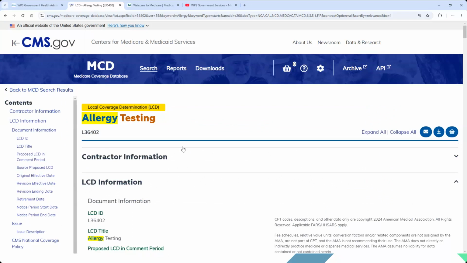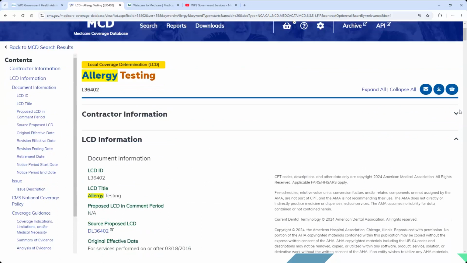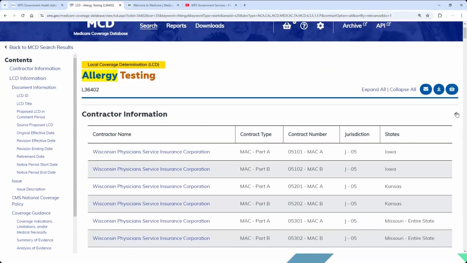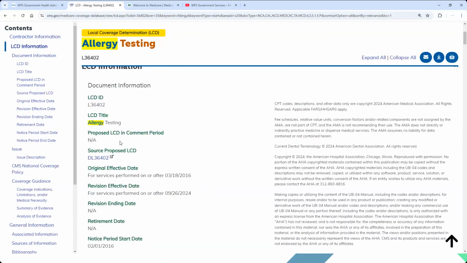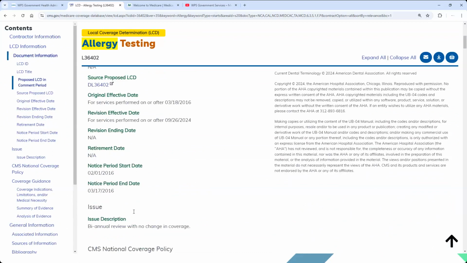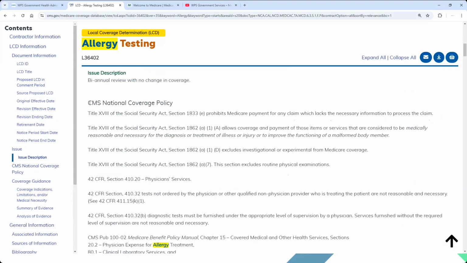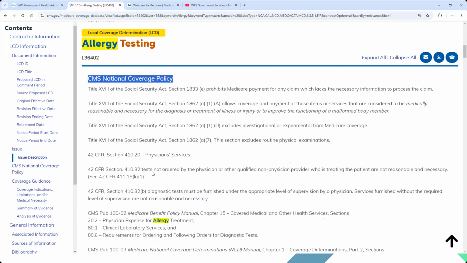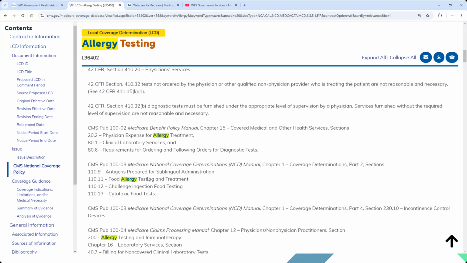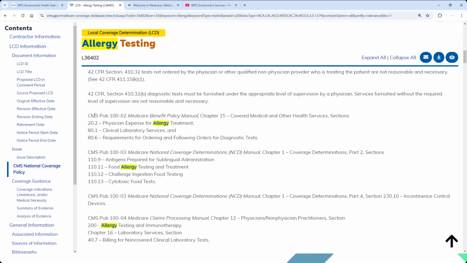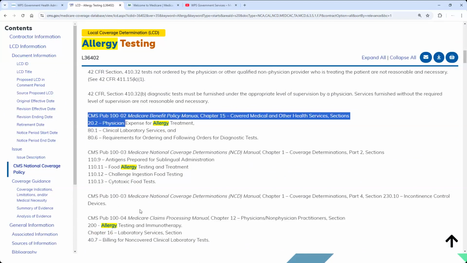And then we just kind of look through contractor information. We already determined that it's going to apply to WPS, but just in case you hadn't determined that, you can look that up. All the basic documentation information. Here's the national coverage policies that we are citing or using to write this. So you can see they're in the Social Security Act, they're in the Code of Federal Regulations. Other areas where you might want to look at those manuals that we talked about, they're right here. And it will tell you which one you want to go to.